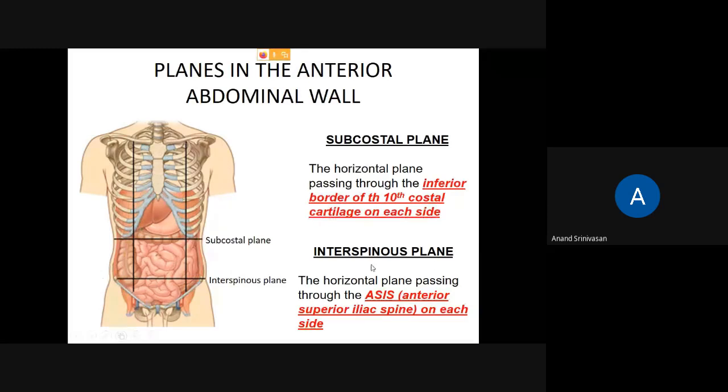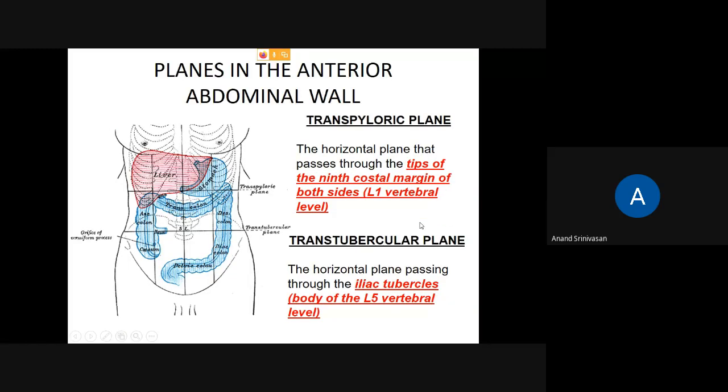And the other one is the interspinous plane. The interspinous plane passes through the anterior superior iliac spine, just in front of the iliac tubercle. You know that in the lower limb, there are many muscles which arise from the anterior superior iliac spine, one of them is sartorius. So join both the right and the left anterior superior iliac spine, and that's the interspinous plane. These two planes we are not using much, but we are using the other two.